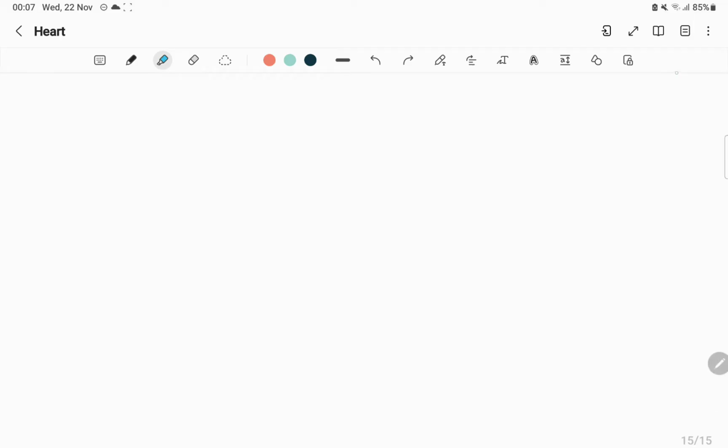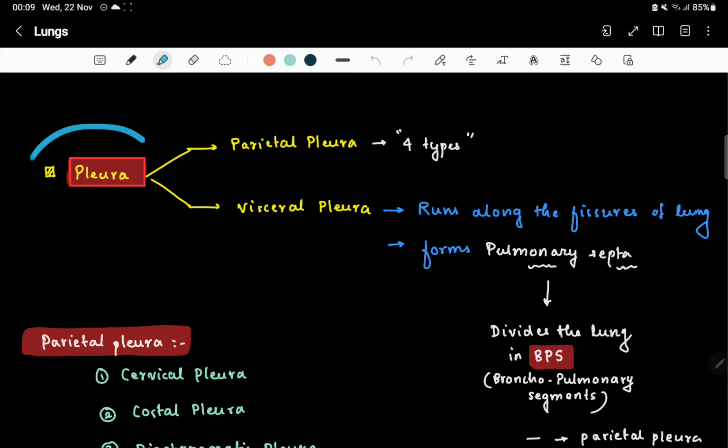Let's move on to the next part of this chapter. Let's talk about the lungs. We have two important parts of this chapter, and the first one is our heart.